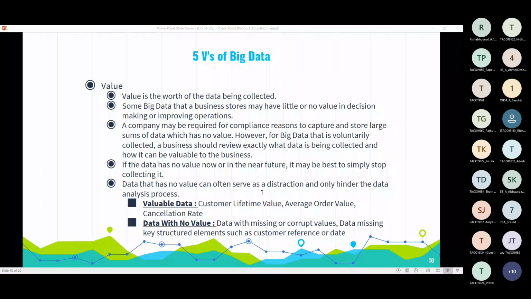Examples of valuable data are customer lifetime value, average order value, and cancellation rate. Examples of data which has no value are data with missing or corrupt values, or data missing key structure elements such as customer preferences. So this is the value of data.